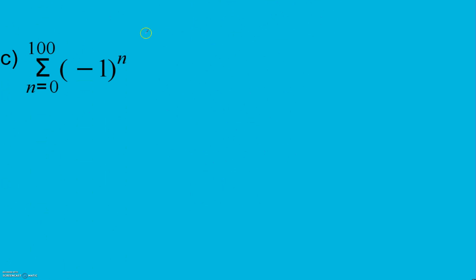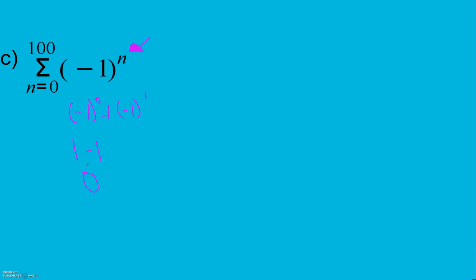Last one here, again, is nonlinear. It's exponential. Our variable is in the exponent. So we're going to take negative 1 to the 0 power plus negative 1 to the first power. When we do that, we get 1 minus 1. Negative 1 to the 0 power is 1. Negative 1 to the first power is negative 1. 1 minus 1 is 0. So 0 and 1 are going to add to 0. 2 and 3 are going to add to 0. 4 and 5 are going to add to 0.